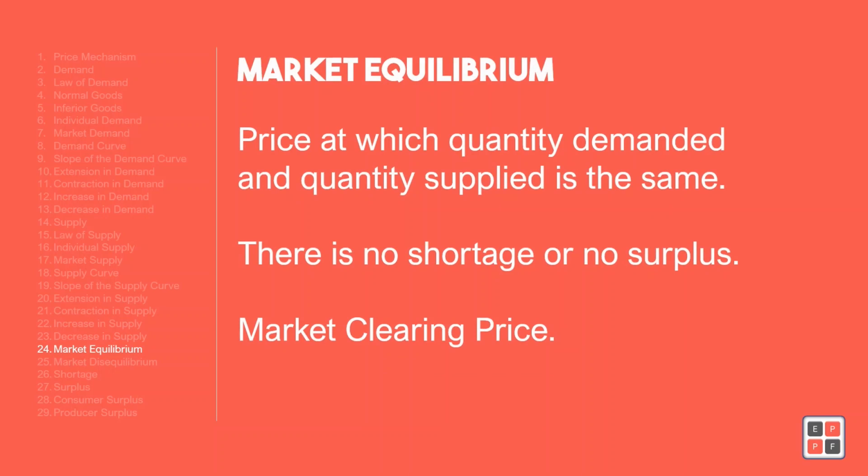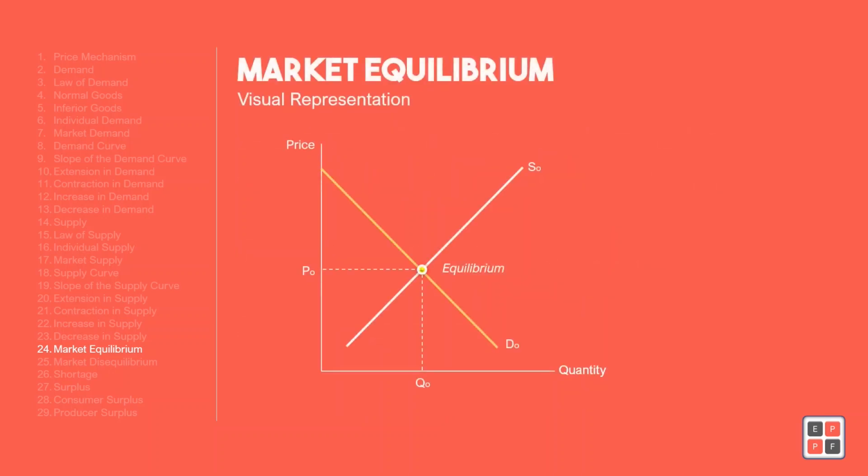Market equilibrium is the price at which quantity demanded and supplied remains the same. There is no shortage or no surplus, also known as the market clearing price. In the diagram, at P0, demand and supply intersect, and at this point there is an equilibrium, there is no shortage, no surplus, and at this point the price is known as the equilibrium price and the quantity is known as the equilibrium quantity because quantity demanded and quantity supplied is the same.